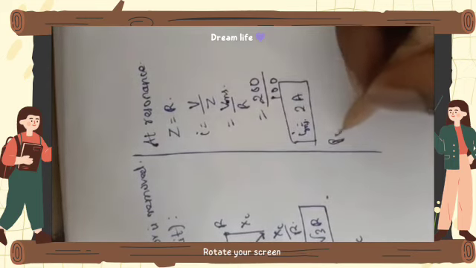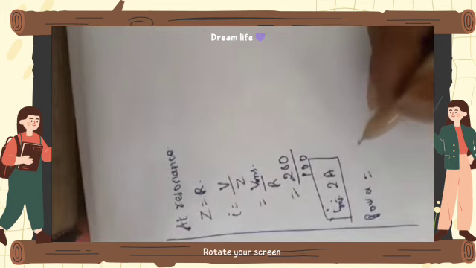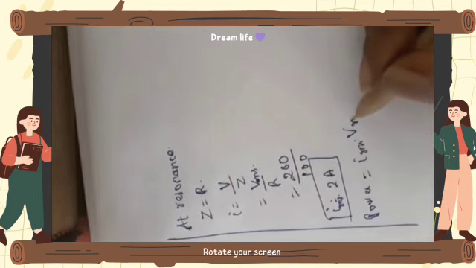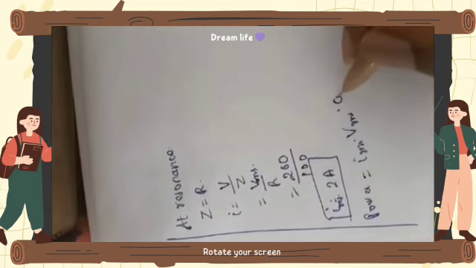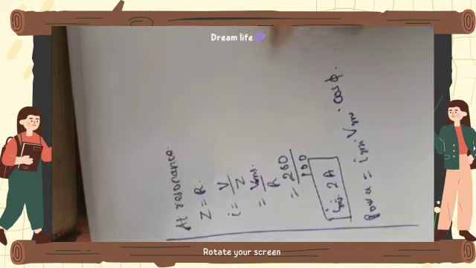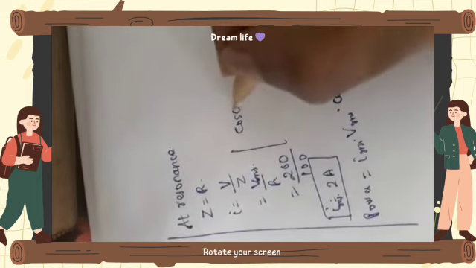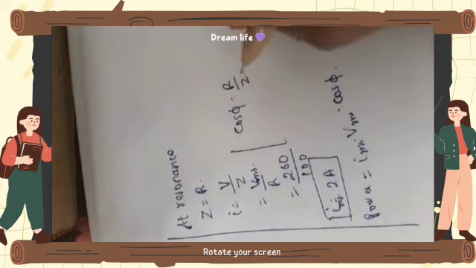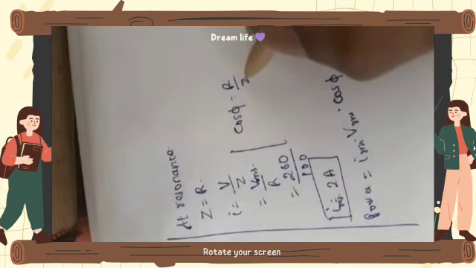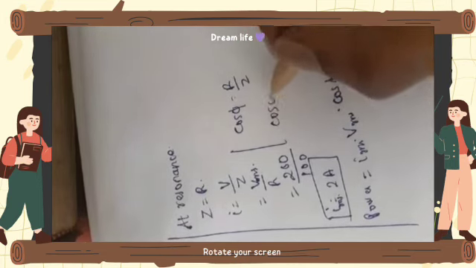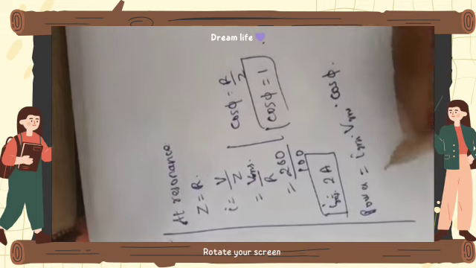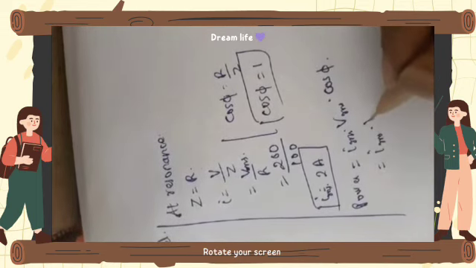Now we have to find the power. Power is equal to IRMS into VRMS into power factor cos phi, and we know that cos phi is equal to R by Z, and at resonance the impedance Z is nothing but R, so cos phi is equal to 1. So the power factor is 1, so this becomes IRMS into VRMS.